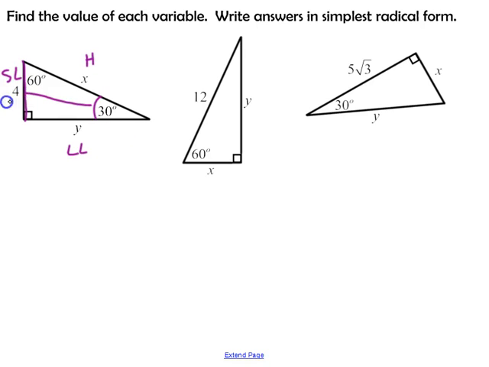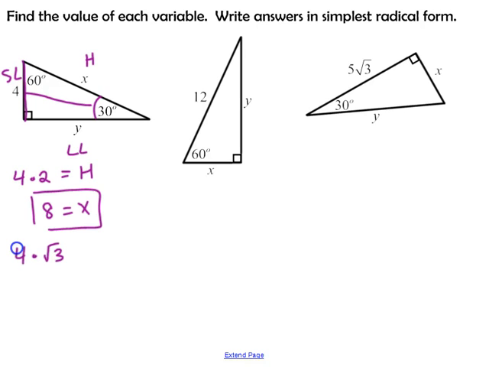So remember, the short leg times 2 will give us the hypotenuse. So 4 times 2 is 8, and our hypotenuse is labeled with x. The short leg times the square root of 3 gives us the long leg, and there isn't really anything to simplify here, so 4 root 3 is going to be our long leg, which is labeled with y.